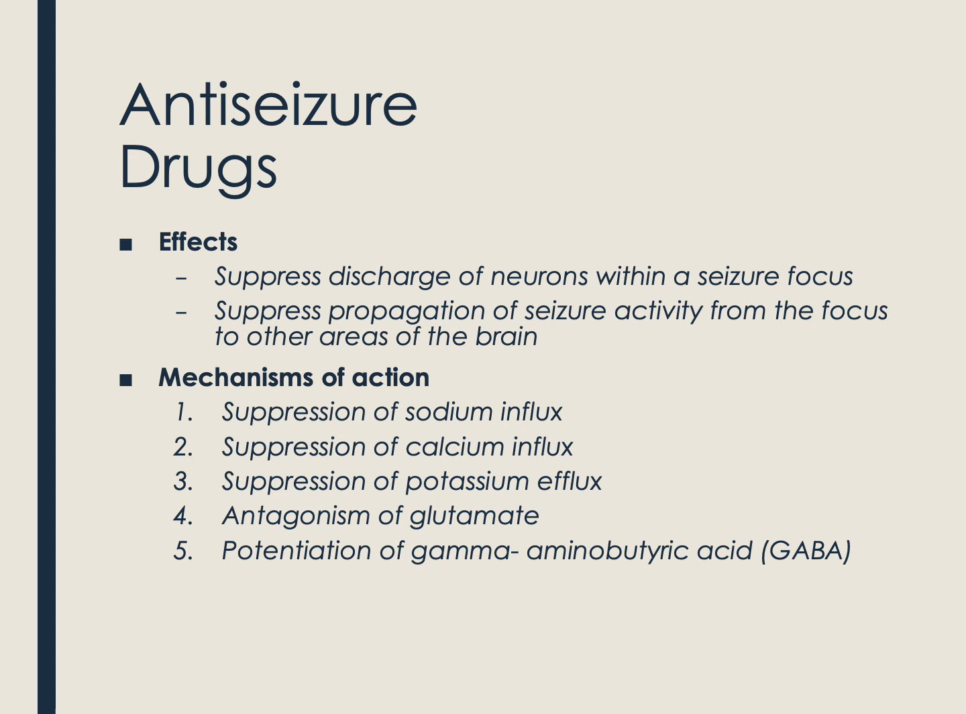It now appears that nearly all anti-seizure drugs act through one of these 5 basic mechanisms: suppression of sodium influx, suppression of calcium influx, suppression of potassium efflux, the antagonism of glutamate, and the potentiation of GABA. You can further look at this in box 21.1 in your textbook. In the next slides, we're going to go over each in a little bit more detail.